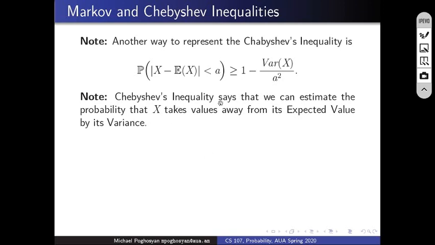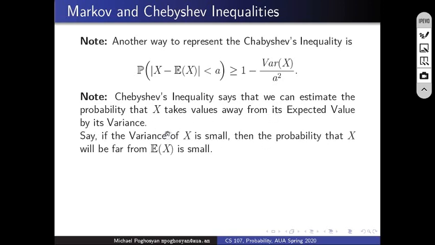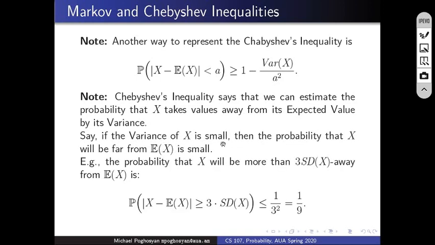So Chebyshev's inequality says that we can estimate the probability that x takes values away from the expected value by its variance. So if the variance of x is small, then the probability that x will be far from the expected value of x is small. So if variance is small, then the values of x will be concentrated around the expected value of x. Well, this is a quantitative estimate for what it means that values are concentrated around the expected value of x.